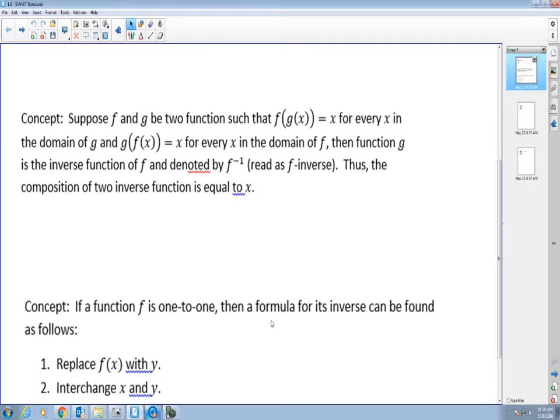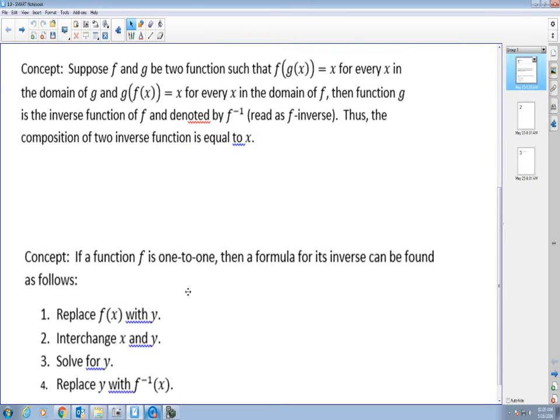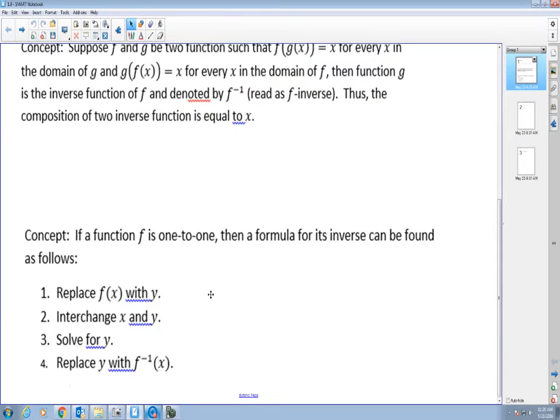Now, if the function is one-to-one, which also refers to the horizontal line test, then the following formula for its inverse can be found. When we need to find the inverse function, we replace the f of x with the variable y. Then we interchange the x and y variables. The interchange of the x and y variables is the key component for the inverse function. We will solve for y, then at the very end replace the y with f inverse.